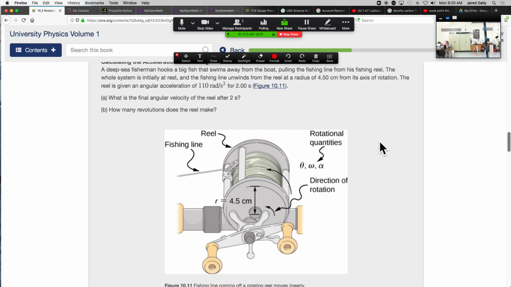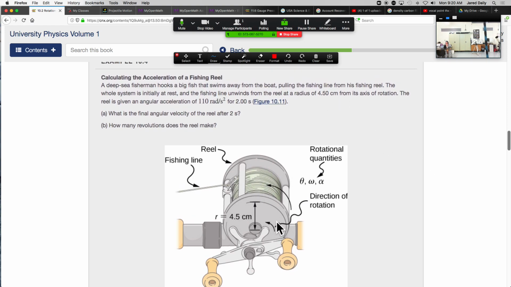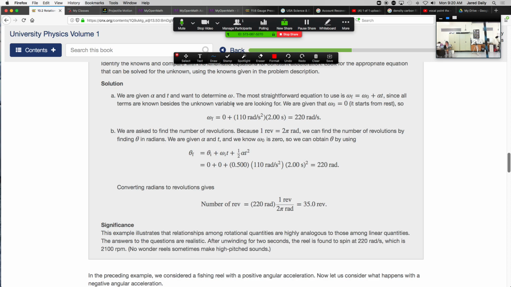So in this case, they give us the radius of this fishing reel. They give us the initial angular acceleration, and they give us the time. In this particular problem, they're going to do all their kinematics in rotational motion because they've given us all the numbers in rotational variables. So you might as well. And so they calculate the final angular velocity using initial angular velocity and time and angular acceleration. So the angular acceleration is the 110, the initial is 0, and the time is 2 seconds. They plug it in the equation, they get the answer.